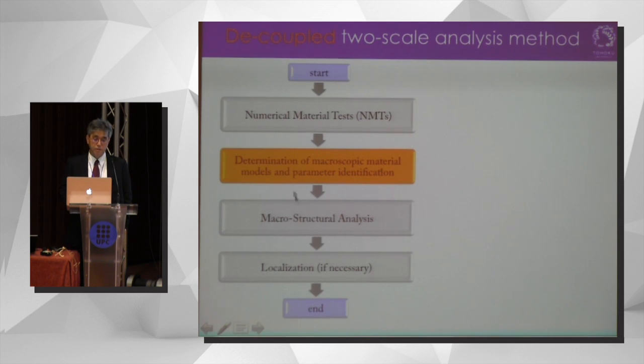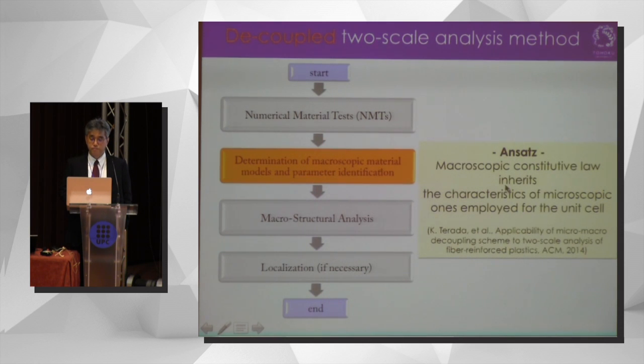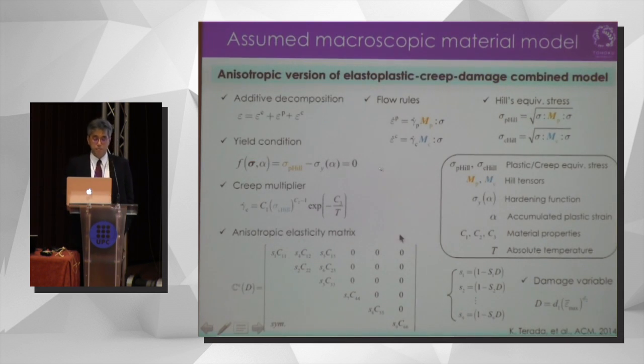Then, the next step is the determination of the macroscopic constitutive equation and also its material parameter identification. For that purpose, I'd like to advocate this answer. That is, the macroscopic constitutive law inherits the characteristics of the microscopic constitutive equations employed for the unit cell. This assertion is partially validated in this article. Therefore, as a macroscopic material model, I may be able to employ this kind of anisotropic version of the elastoplastic creep damage combined model. This model is almost the same as the microscopic constitutive equation I assumed for the unit cell, except for anisotropy. This anisotropy can be characterized with these Hill tensors.